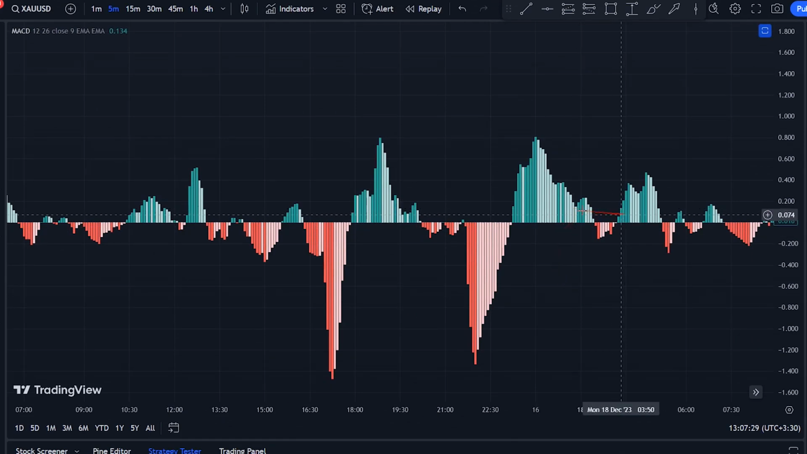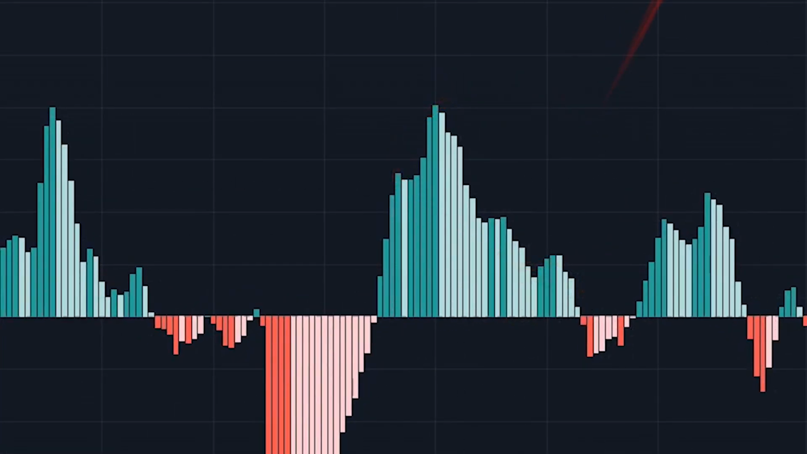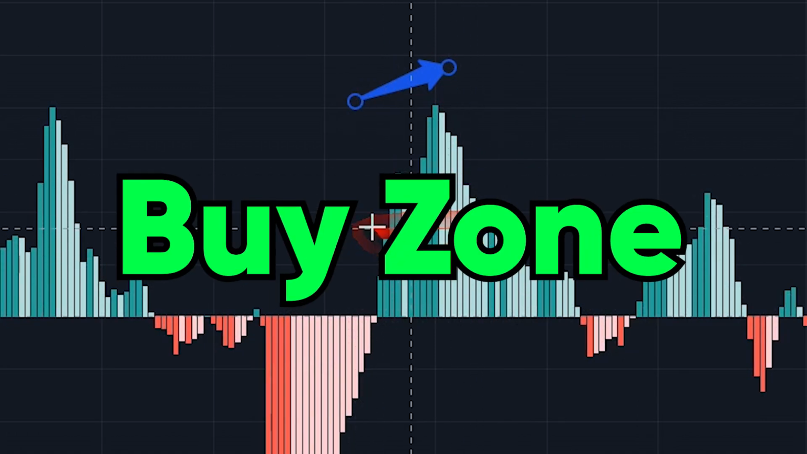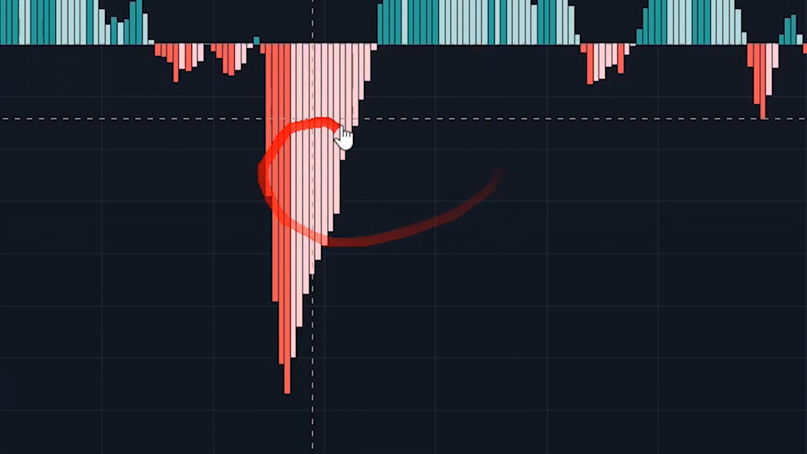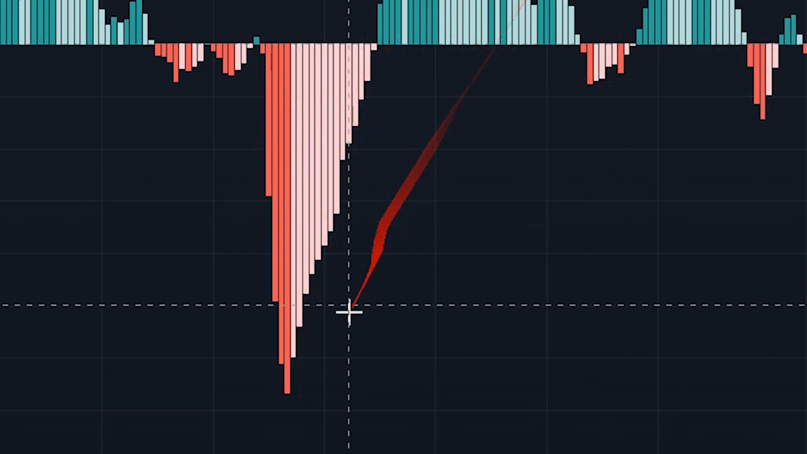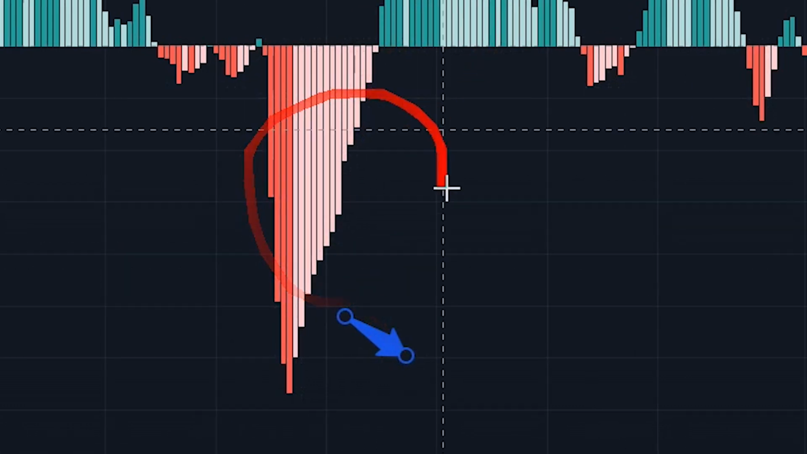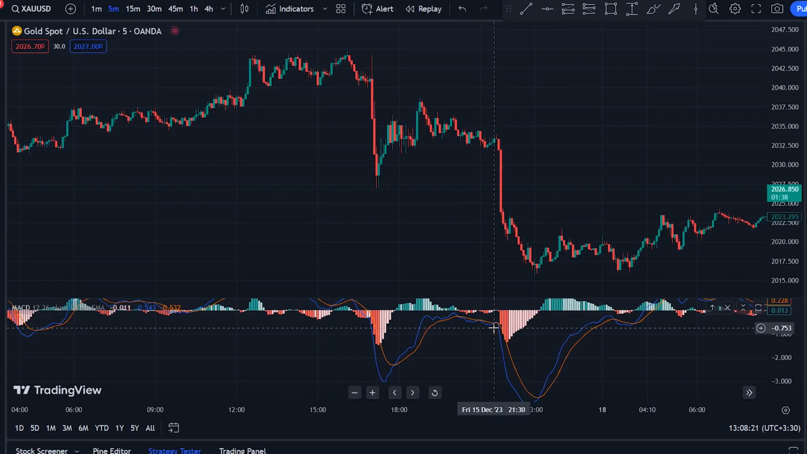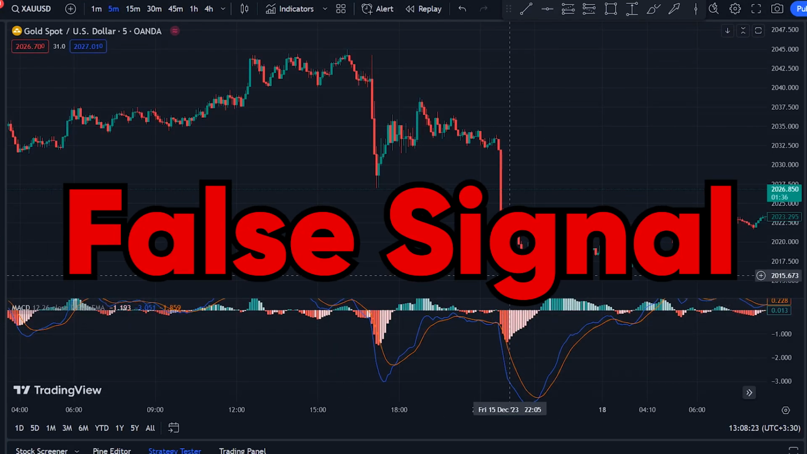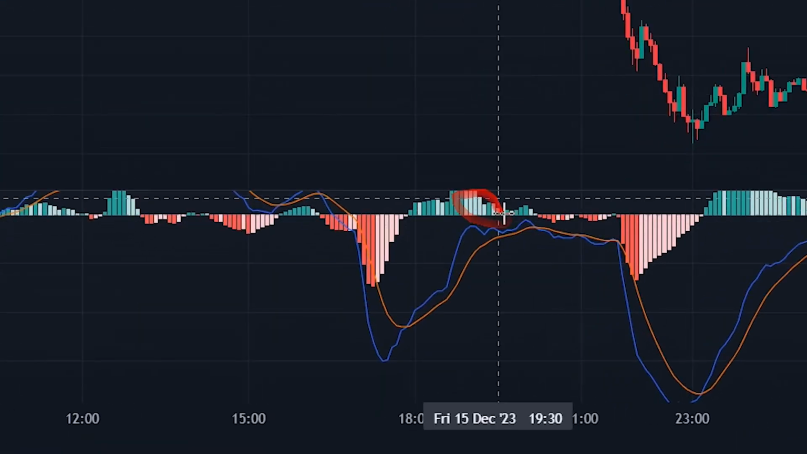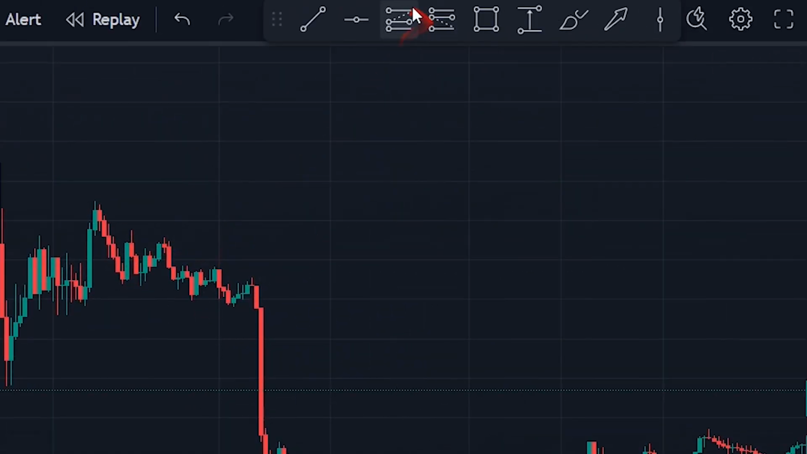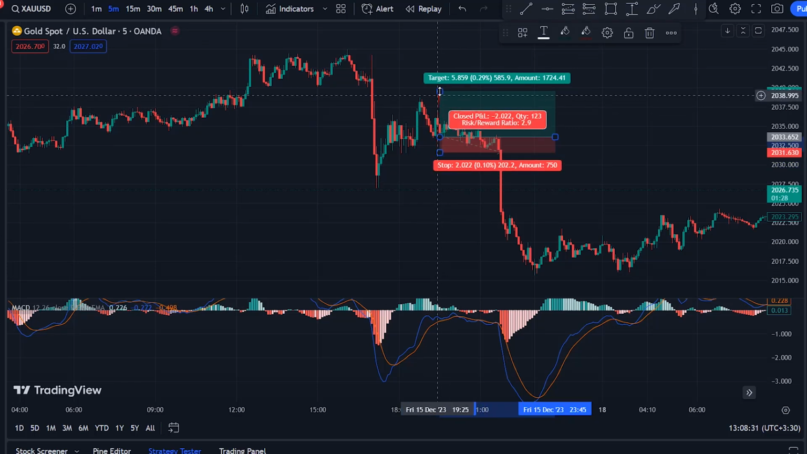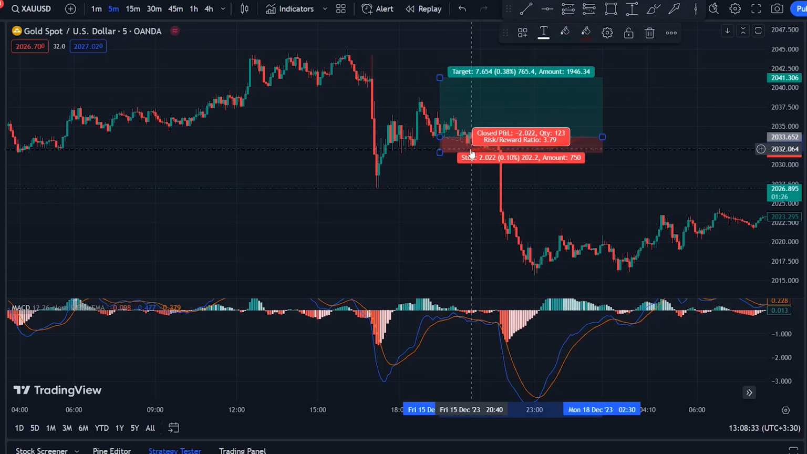The simplest thing in MACD is that when the histogram is green, it is likely an uptrend, and we are in a buy zone. Conversely, when the histogram is red, it is a downtrend and we are in a sell zone. The higher the columns, the stronger the trend. However, MACD may give us false signals at times, such as in this example where the trend is downward but it gives us a buy signal. To compensate for these errors, we need to add another indicator.